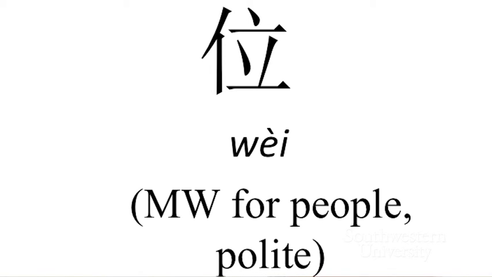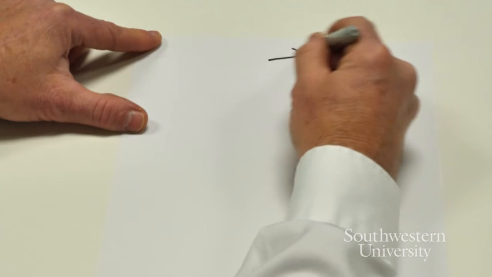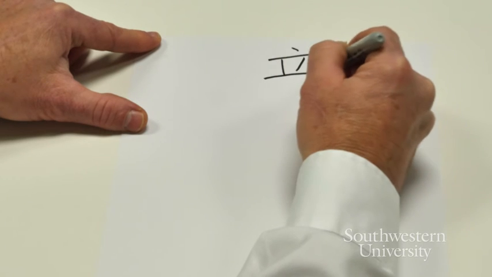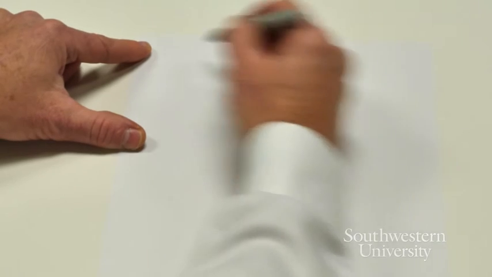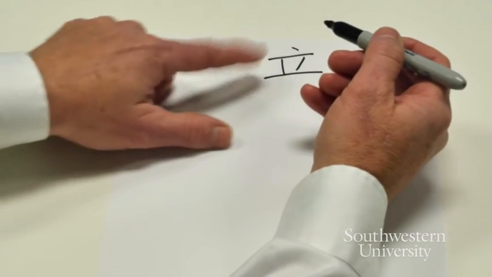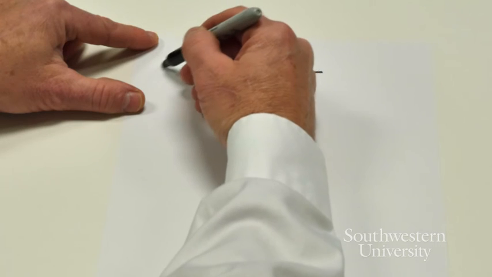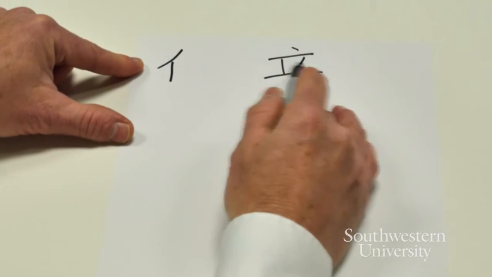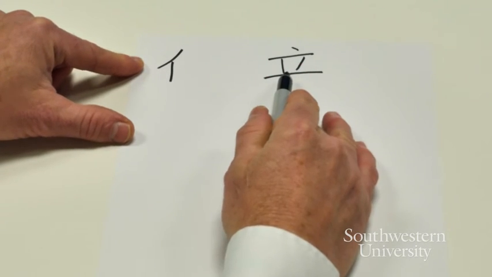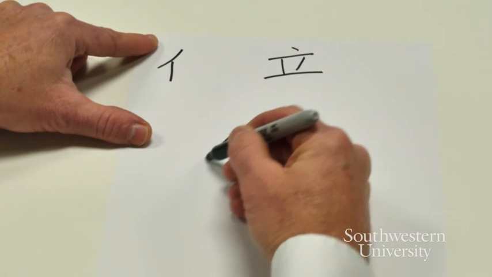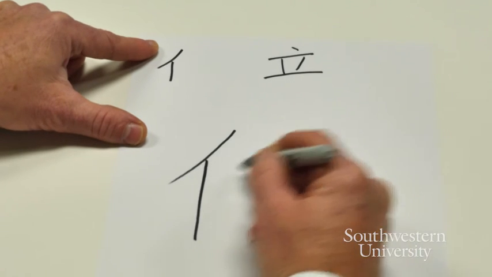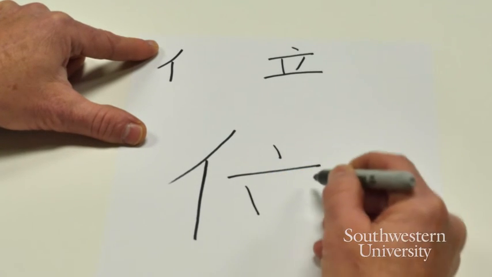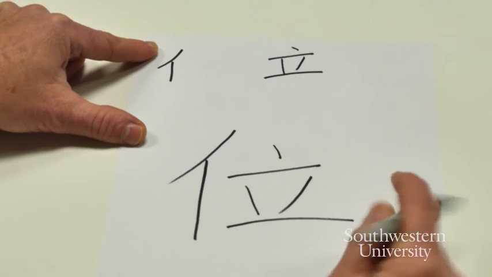Next character, wei, measure word for people. This character is pronounced li. It means to stand. It's phonetic in wei. So you've got renzapong, the person radical. It is a polite measure word for people. Pie, shu, dian, hung, dian, pie, hung, wei.